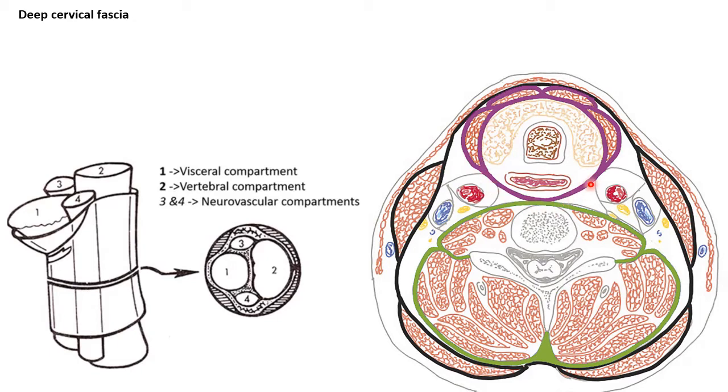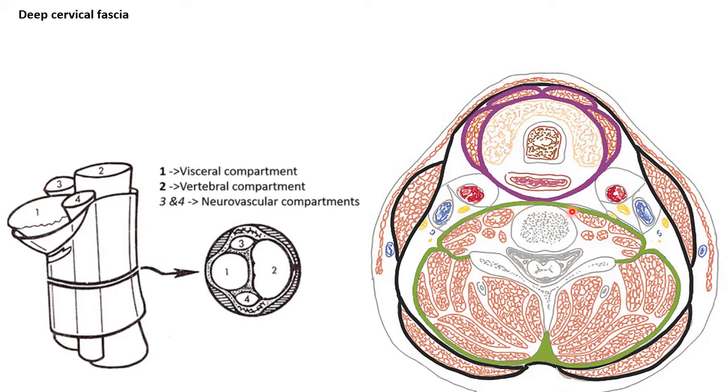The pretracheal fascia contains the esophagus, the trachea, the thyroid gland. Since it is in front of the trachea, it is called pretracheal, although it is all around. So it is also called visceral compartment because it contains these viscera. It also contains the infrahyoid muscles. So the pretracheal fascia forms a compartment which is called visceral compartment.